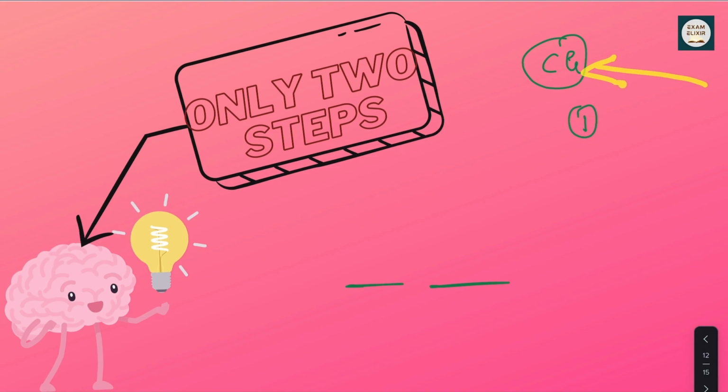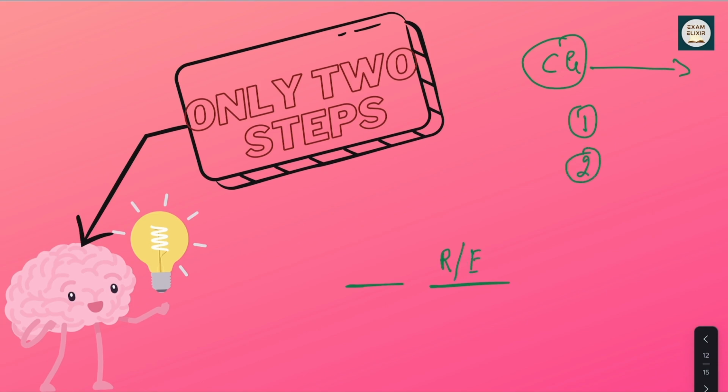So in the first step, you are going to think whether in this particular transaction money is coming to the central government or going away from it. If money is coming to the central government, then it will be called a receipt, and if money is going away from the central government, then it will be called expenditure.